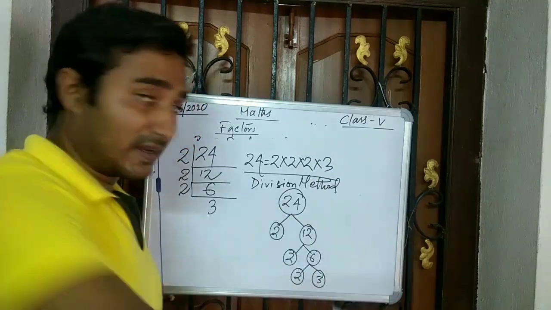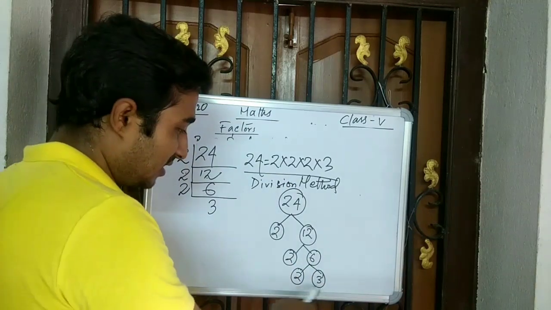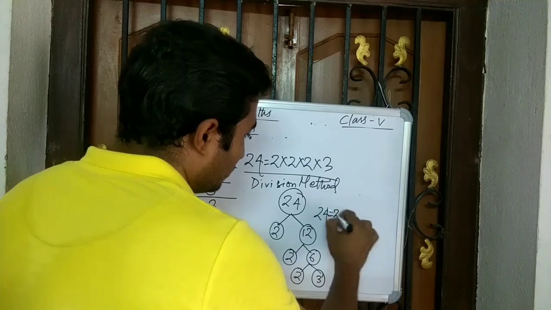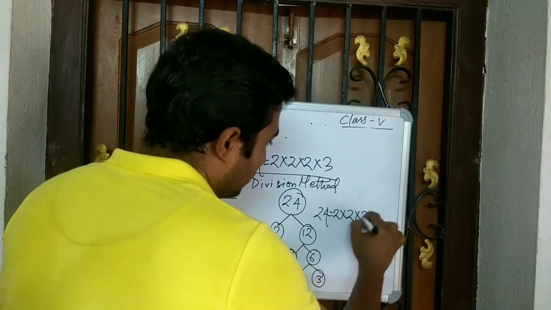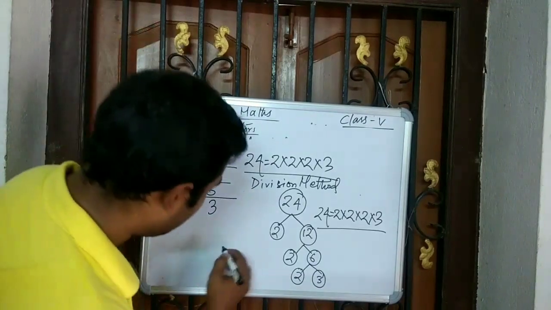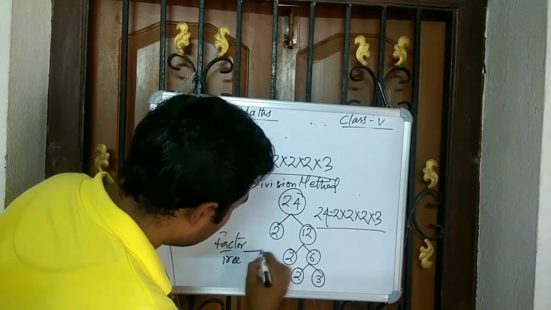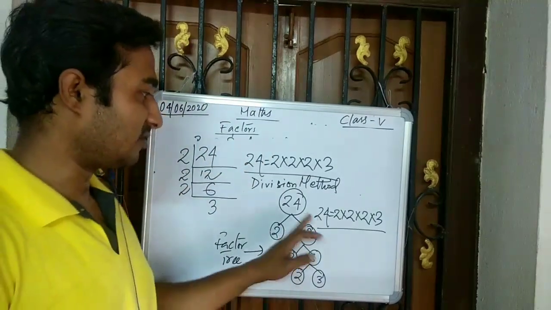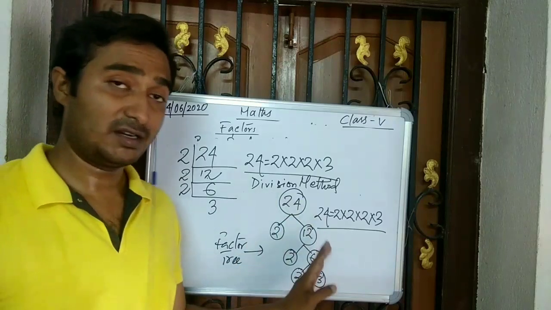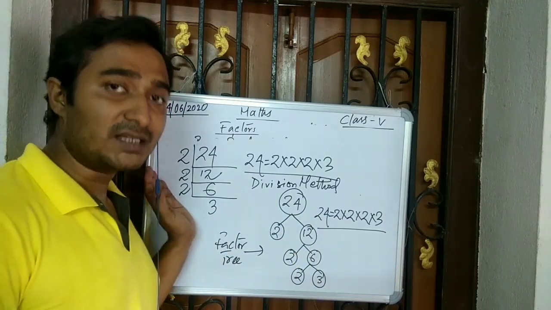And what is the factorization? The last nodes of the tree, that is 3, 2, 2, 2. So again we can write 24 equals 2 multiplied by 2 multiplied by 2 multiplied by 3. So this is the factor tree method. Using this factor tree method we can factorize any number. But whenever we are using the factor tree method, we have to use this division process in the background. Then our calculation will be much easier.